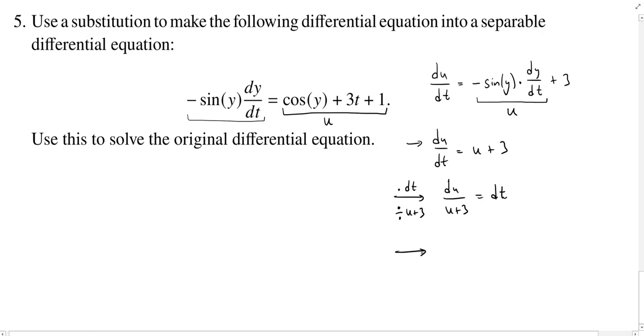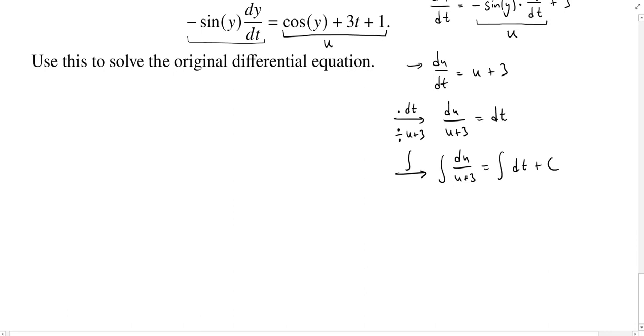Now, as is our usual method, we'll anti-differentiate both sides. And we'll recall again, when you anti-differentiate both sides of an equal sign, you have to put a plus c. On the left-hand side, we don't quite have du over u, but it's not too far off. It's just composed with a linear function. So this will be ln of absolute value of u plus 3. If we differentiate, the chain rule only gives us a times 1, so nothing needs to be changed. On the right-hand side, we get t plus c.